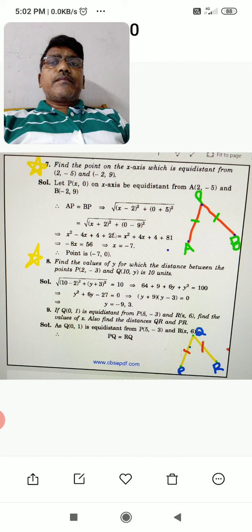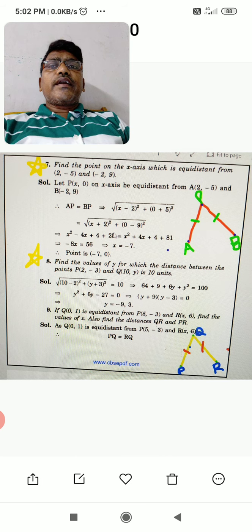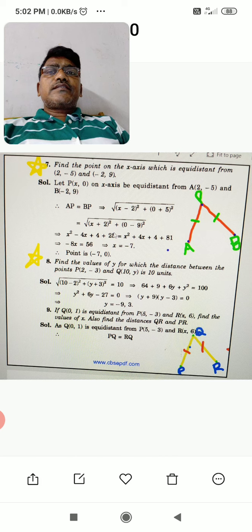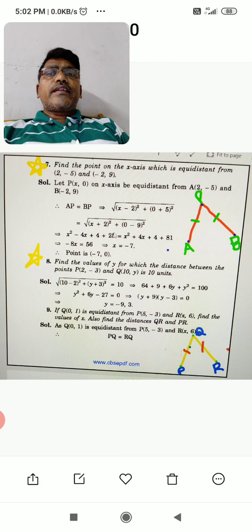Okay, now again I am reading the question. Find the point on the x-axis which is equidistant from 2 comma minus 5 and minus 2 comma 9. I mean these two points are at equal distance from the point on the x-axis. So I am taking the point on x-axis as P, that is x comma 0, equidistant from the first point 2 comma minus 5, which I am calling A, and the second point minus 2 comma 9, which is B.